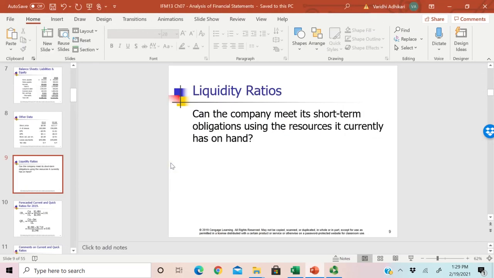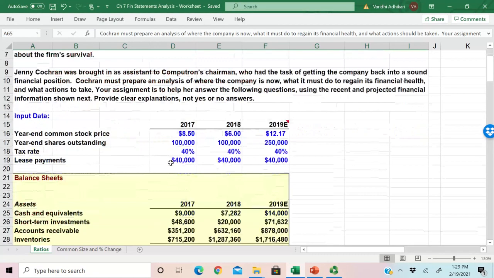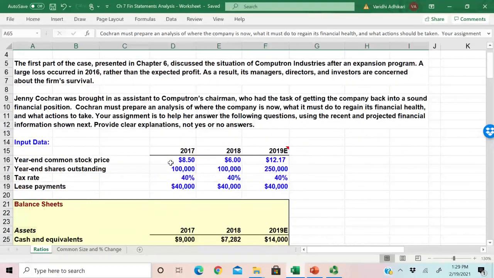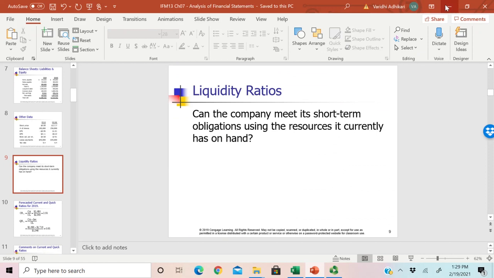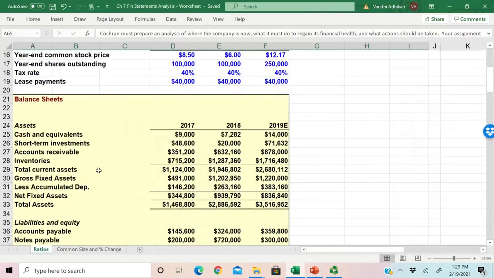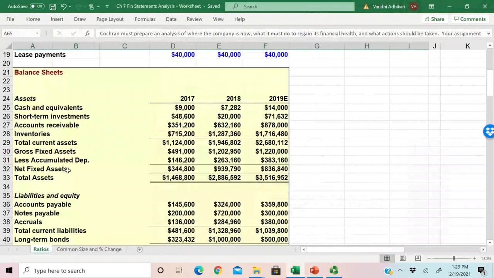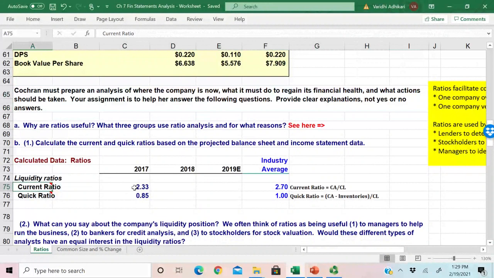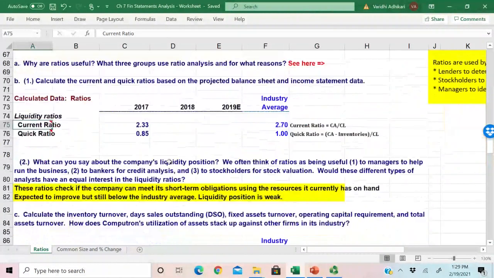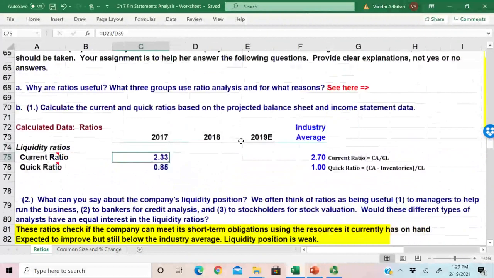The first set of ratios we are going to think about and calculate are called liquidity ratios. Liquidity ratios are about what we call short-term solvency: can the company meet its short-term obligations given the resources it has in hand right now? There are two types of liquidity ratio: the current ratio and the quick ratio. The current ratio is the ratio of current assets to current liabilities.